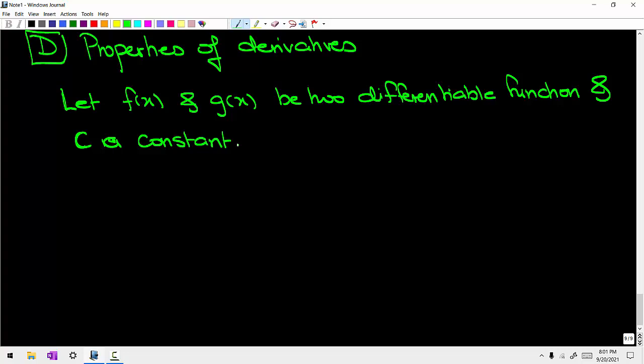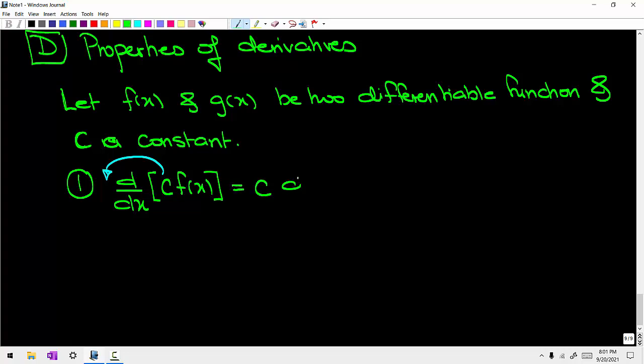The first property is this. If I take the derivative, I'm going to use Leibniz notation, of some constant times my function f of x, just like with limits, I can pull that constant in front of the derivative. So I can write it this way: c times the derivative of f of x. Just like we did with limits, we can take the constant out.